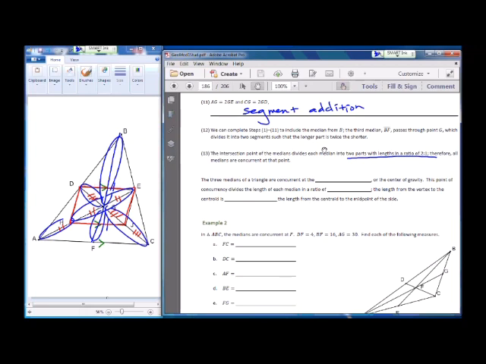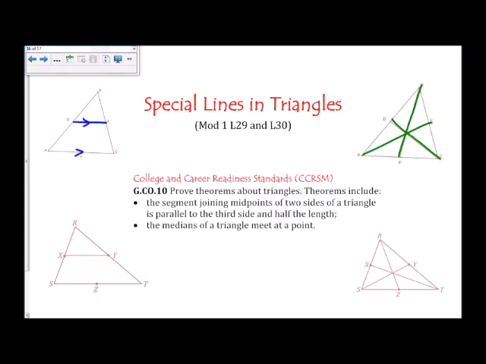This lesson was about special lines in triangles, and we also talked about medians and the fact that the medians are concurrent at a point called the centroid. Thank you for watching.